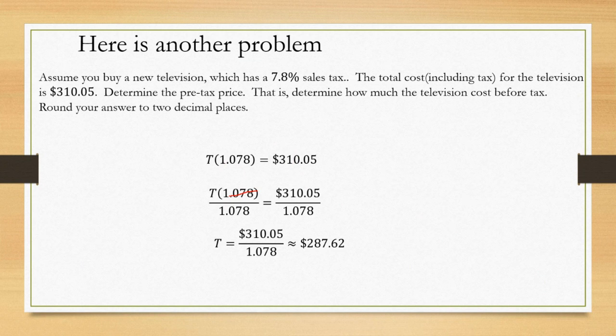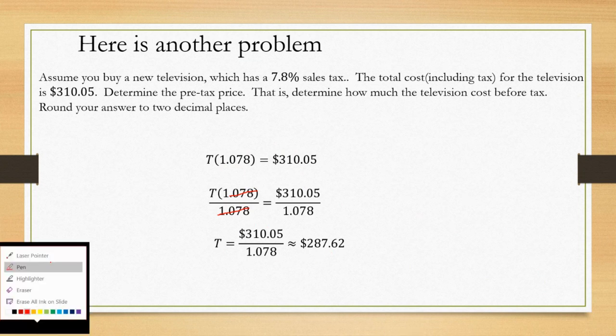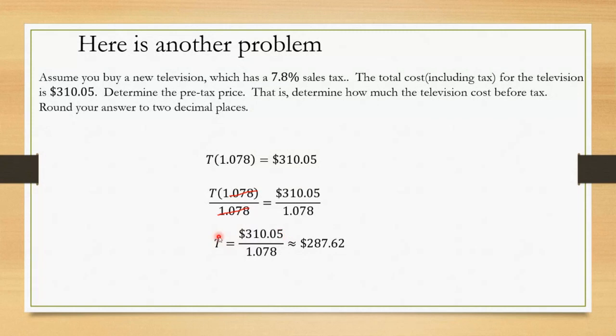Dividing by 1.078, this cancels, right? We want t all alone. So t would have to be this quotient, which turns out to be about this when you round to 2 decimal places. So that's the cost of the TV before tax. So that's what we get here. All right, what questions do you have about this?